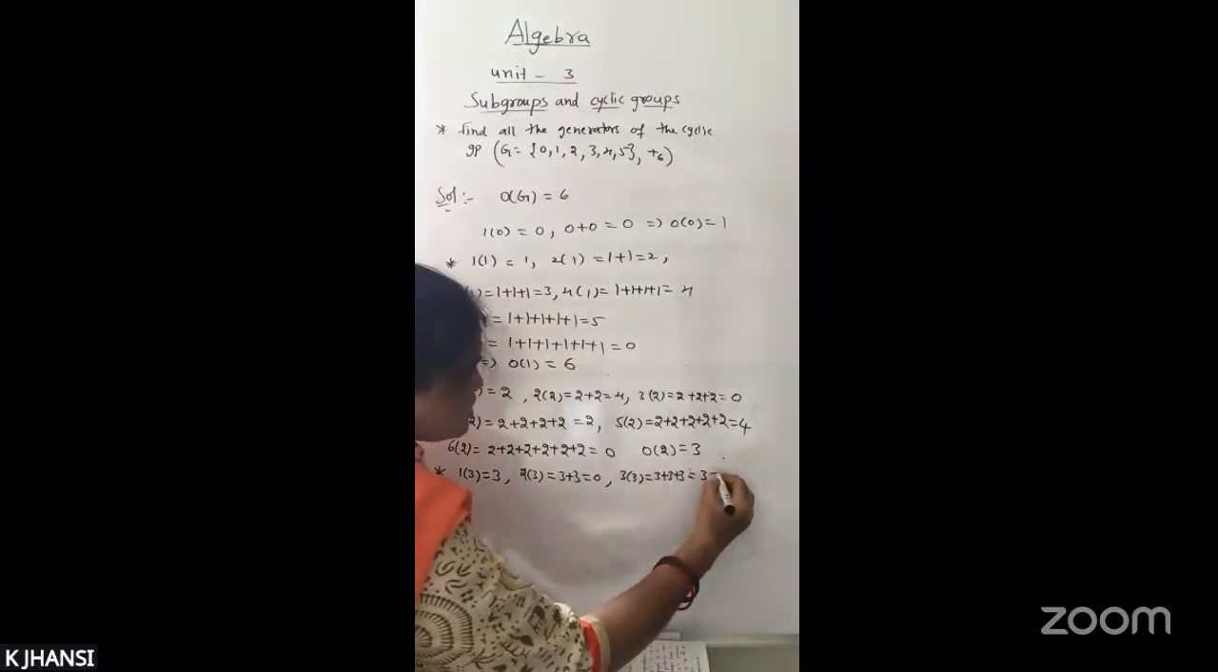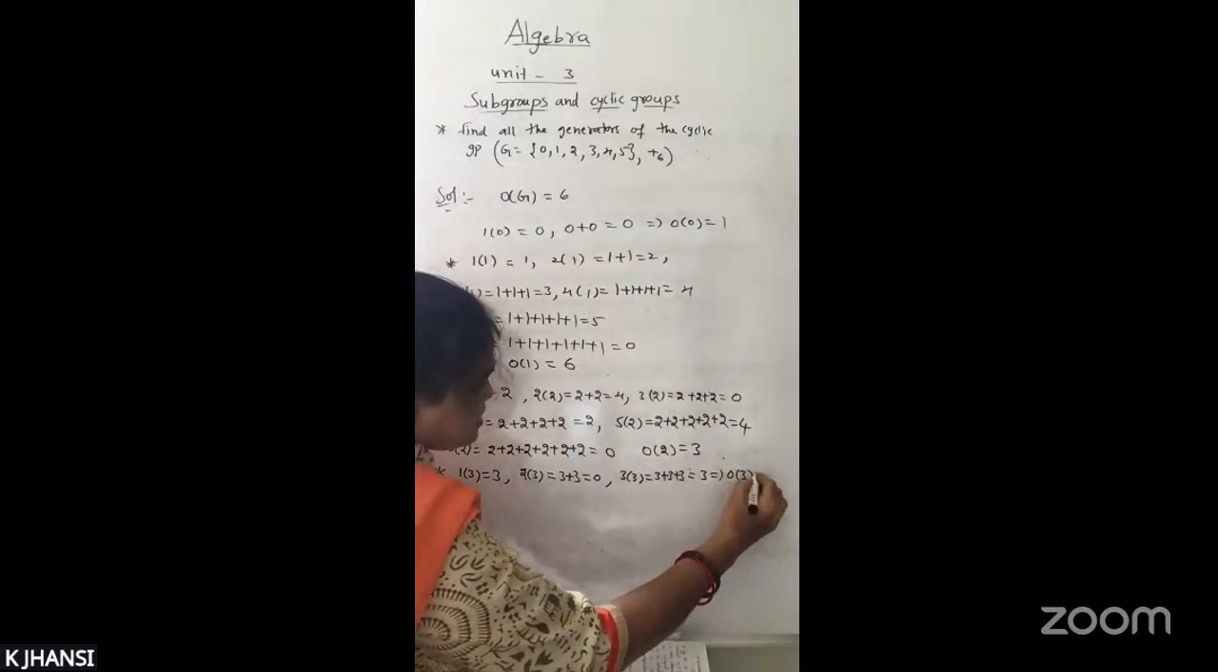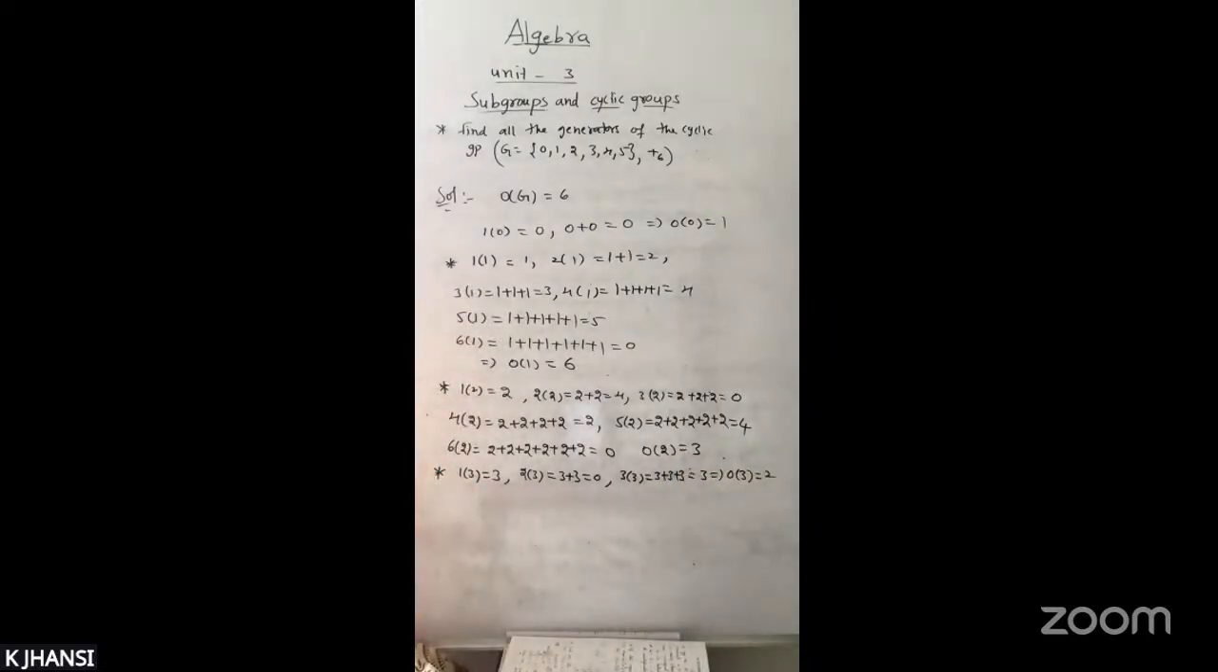The order of 3 is 2. Next, the fourth element, 4. For 4: 1 of 4 is 4. 2 of 4 is 4 plus 4, which is 8, and 8 means you will get 2.